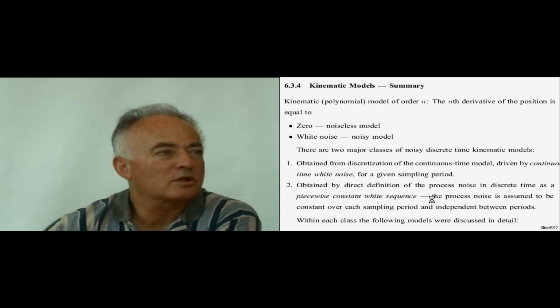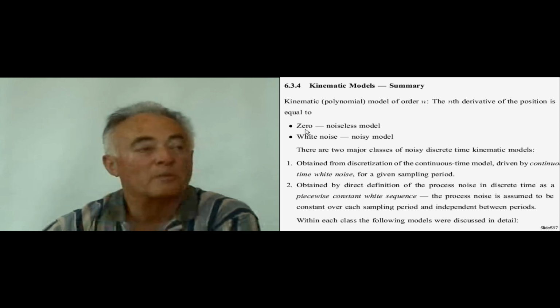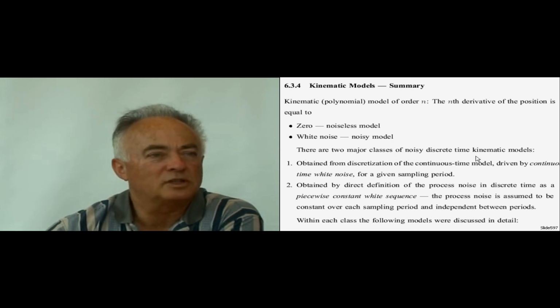To summarize the kinematic models: kinematic or polynomial models of order n state that the derivative of the position is equal to 0, this is the noiseless model, or is a white noise, that's the noisy model. And there are two major classes of noisy discrete time kinematic models.